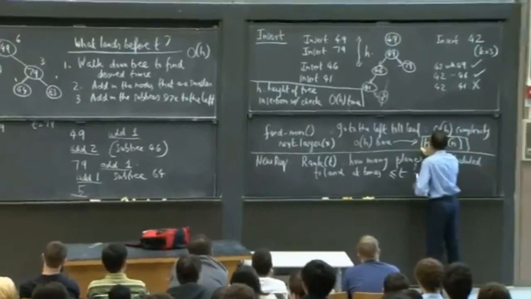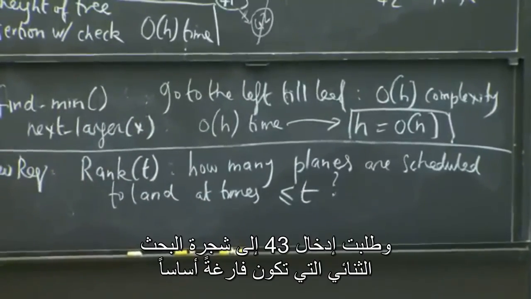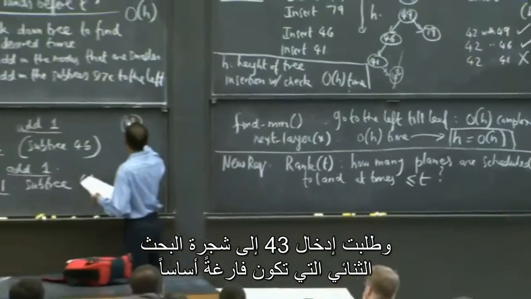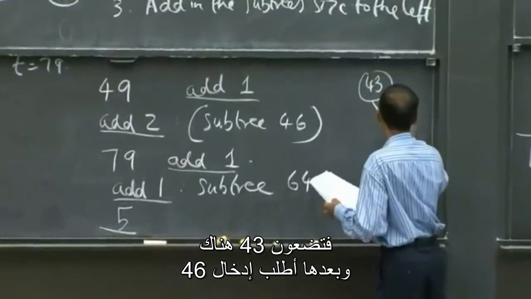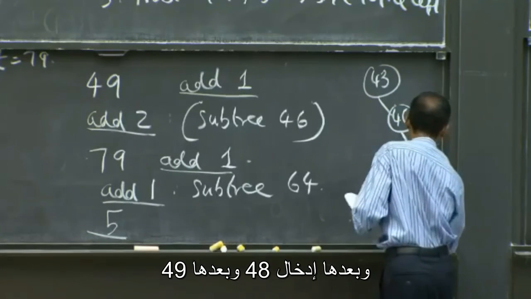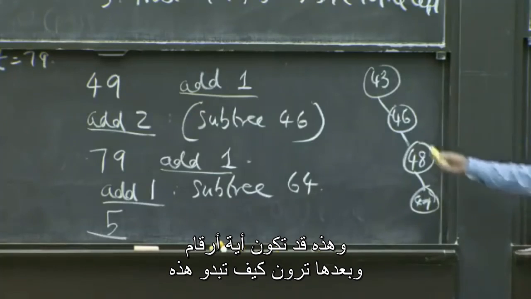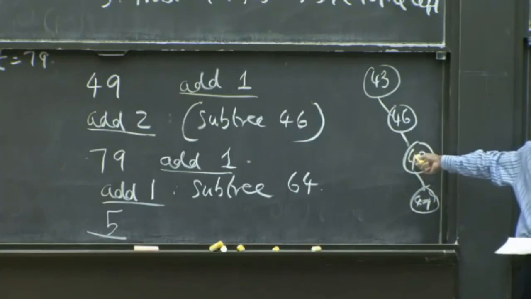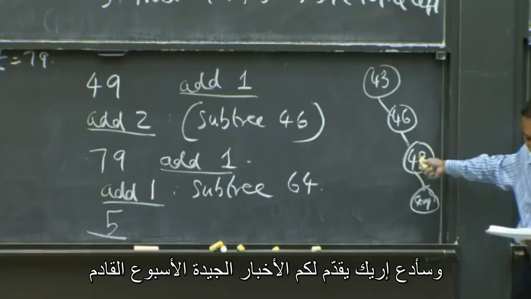Okay? And if, for example, I gave you a sorted list and I said insert into a binary search tree that's originally null 43, and you put 43 in there. Then I say insert 46, and then I say insert 48, and then I say insert 49, etc. And these could be any numbers. Then you see that, what does this look like? Does it look like a tree? It looks like a list, right? That's the bad news, okay?